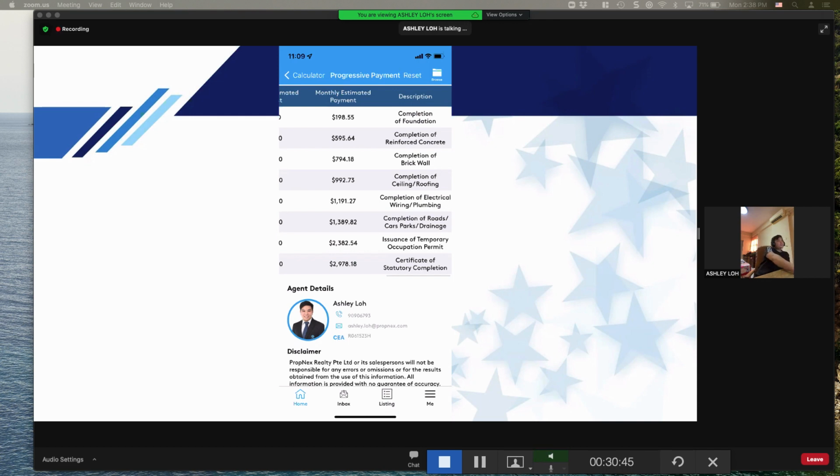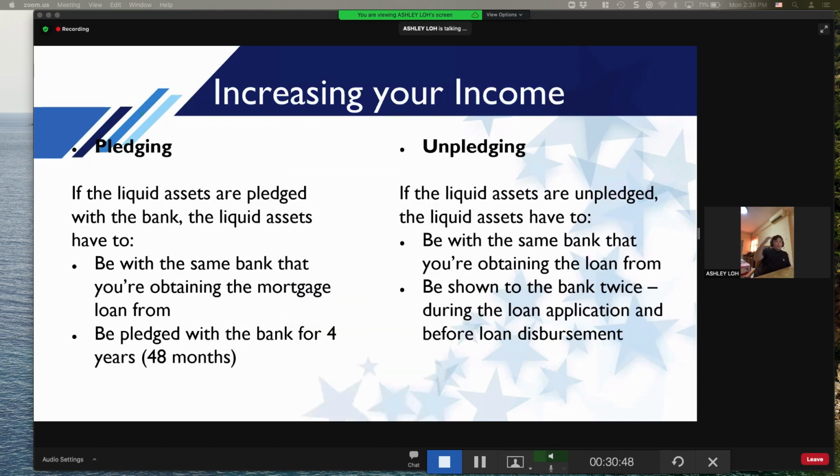Okay, moving on. Okay, when people always encounter shortfall, there are of course a few ways to actually minimize that shortfall or make up for that shortfall. And one of the most standard ways, of course, will be pledging and unpledging. Okay, the only thing to take note over here is that the calculation will be slightly different from your private, because that is TDSR side. Okay, so what is pledging? Pledging is basically liquid assets that are pledged with the bank.